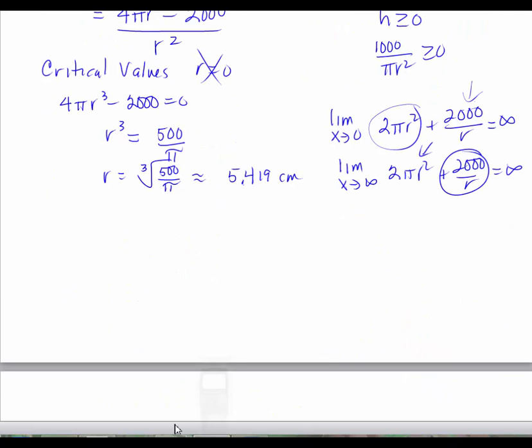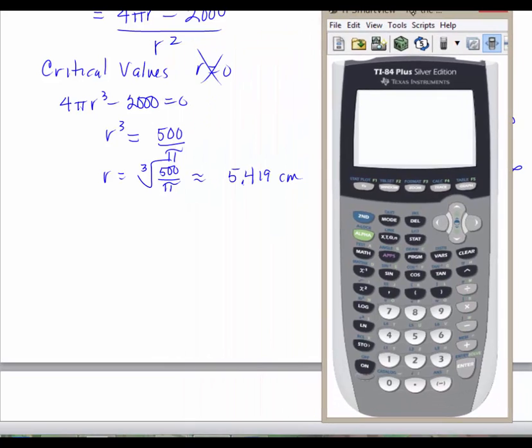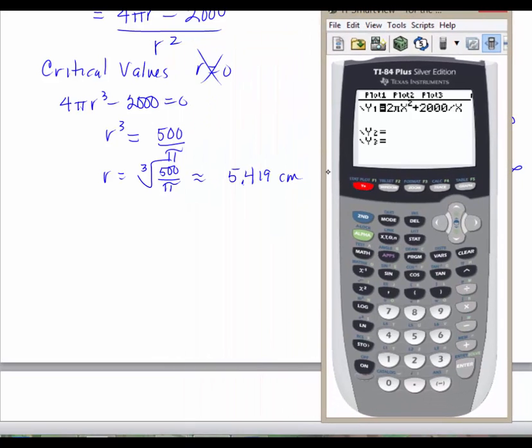Now I'll put the function in my calculator and find out what the absolute min is. So in my y1, I've got the original function, 2 pi r squared plus 2,000 over r, using x instead of r. I'm just going to quit out of here and go to my home screen. I'm not going to graph it yet. I'm going to go to vars, yvars, and I just want to evaluate.